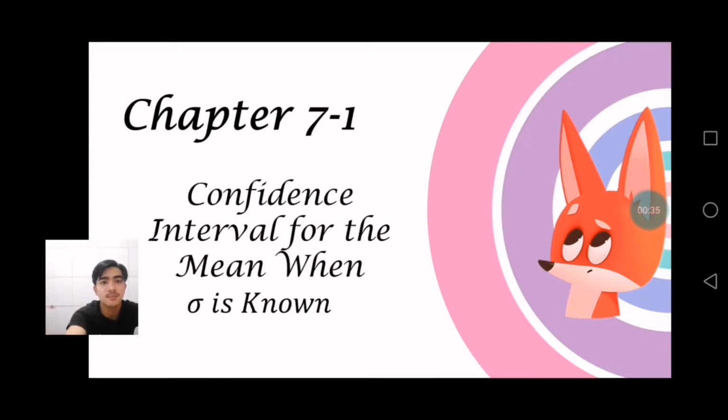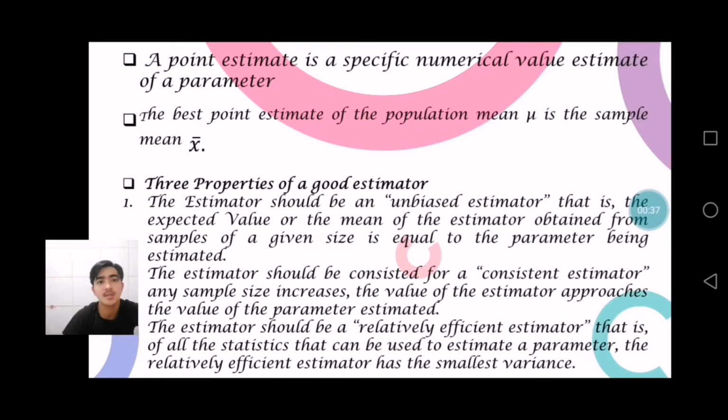To begin with, a point estimate is a specific numerical value estimate of a parameter. The best point estimate of the population mean is the sample mean x bar. There are three properties of a good estimator. The estimator should be an unbiased estimator, that is, the expected value or the mean of the estimator obtained from the samples of a given size is equal to the parameter being estimated.